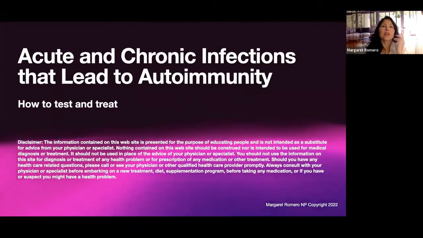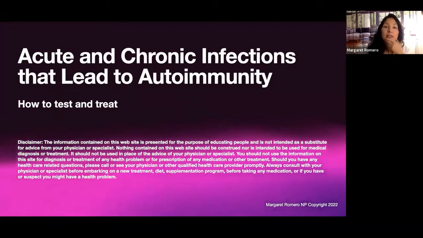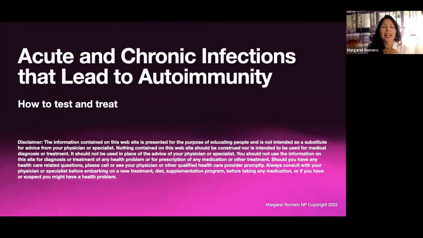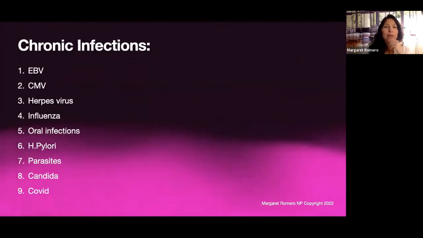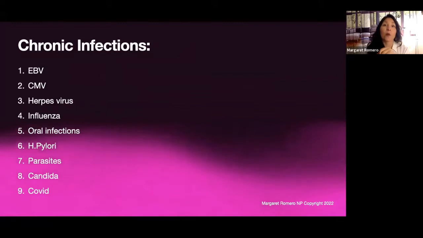So today we're talking about acute and chronic infections that lead to autoimmunity, how to test and how to treat. I will say, disclaimer, this is not medical advice. I am not your primary care provider or your rheumatologist, and so this is for educational purposes only. We're going to be talking about these infections: Epstein-Barr virus, cytomegalovirus, herpes, influenza, oral infections, H. pylori, parasites, candida, and COVID.